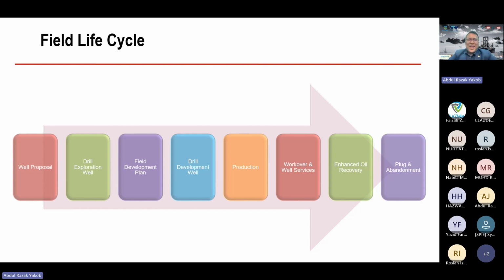Okay. Next is, of course, you have production, where you will need to go in and produce at the right time, right amount. Yeah. And then, of course, next is the workover and well services when you need to do repairs. And then, of course, enhanced oil recovery. The next step is where you would want to do the tertiary production, tertiary mechanism, where you want to push the oil as much as you could.